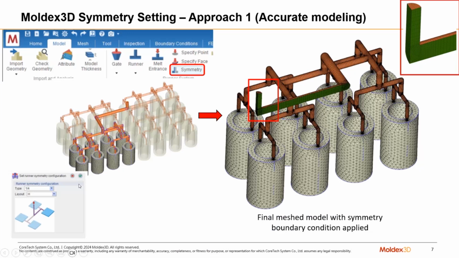In order to do that, all you have to do is select the model, click on this symmetry function, and then select whether you want a quarter or a half of the mold as a symmetry. Once you select this, you just run the mesh, and this is how it's going to look. It's going to run the simulation just on the one half which you selected, right? But it's completely okay, right?